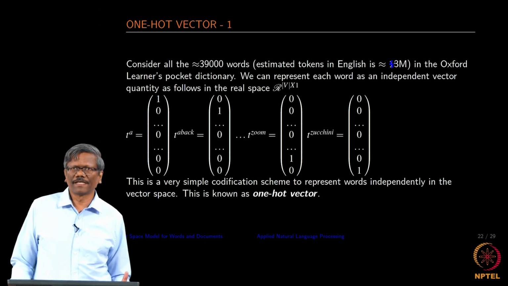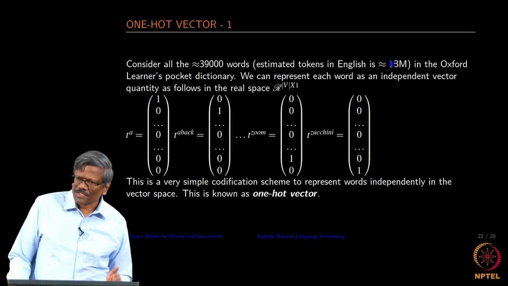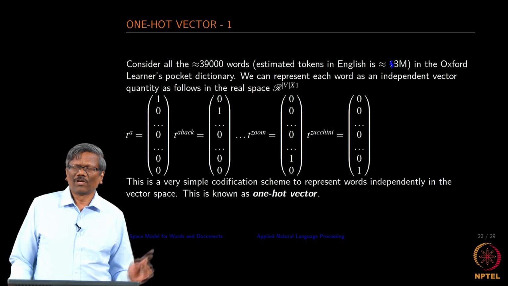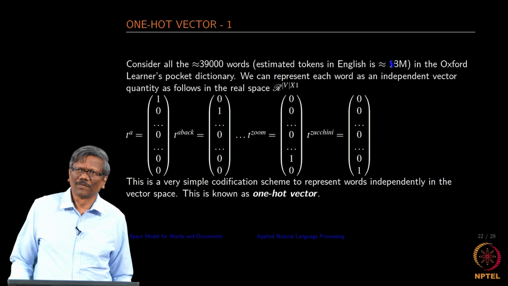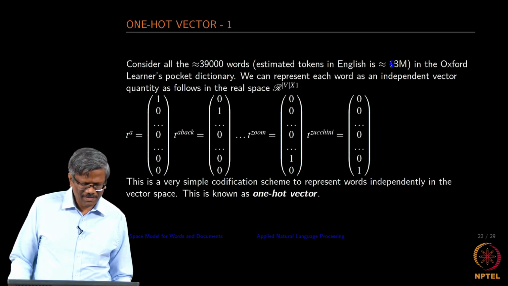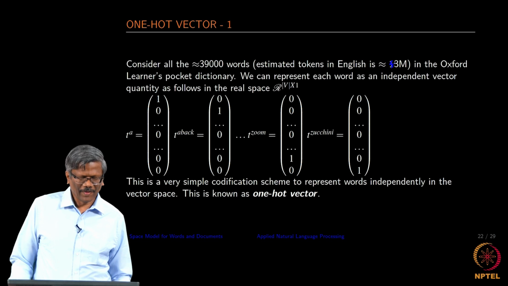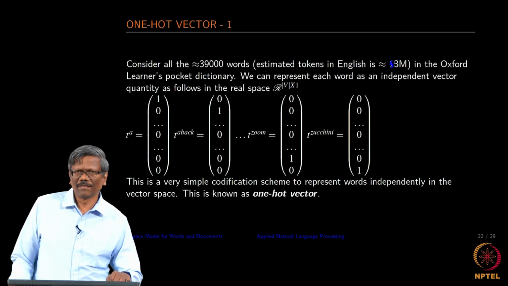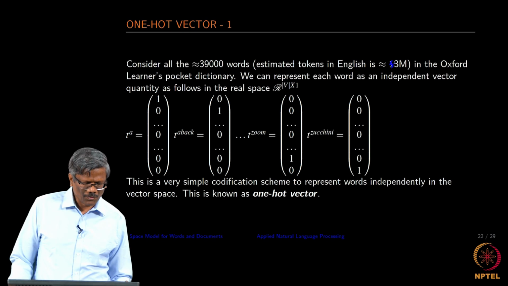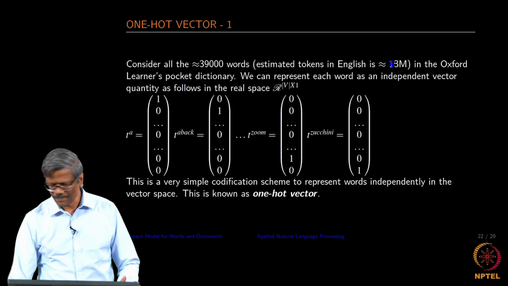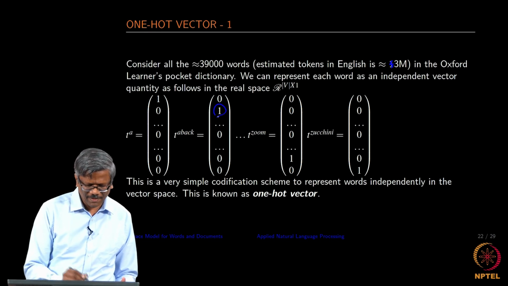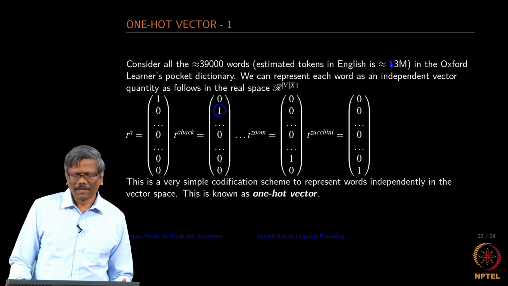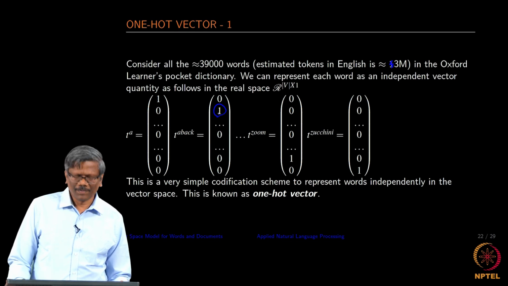One simplest way to represent that is: there are 39,000 elements in a vector. Only one element of the vector is going to be 1, and the rest of them are going to be 0. If you look at the first word in the dictionary, A, the first element of that vector is going to be 1 and the rest are going to be 0. Then if you look at aback, that is the second word in that dictionary, so the 1 occupies the second spot.